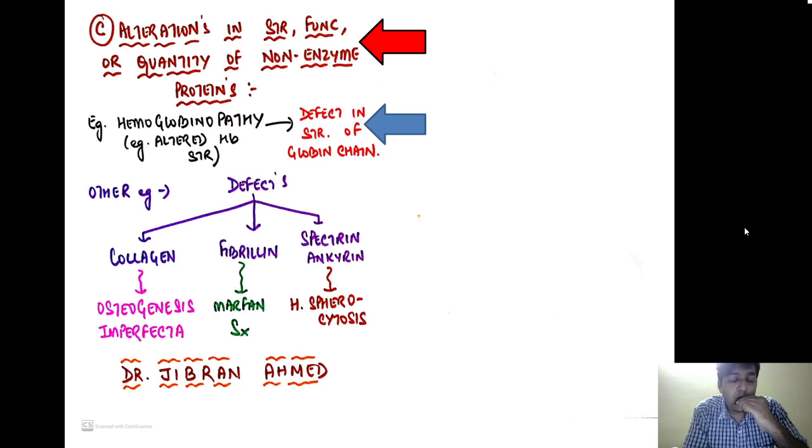Whenever there is an altered hemoglobin structure, for example a defect in the structure of the globin chain, this is one example. Another example of alteration is a defect in collagen, which is a non-enzyme protein, that can lead to osteogenesis imperfecta. A defect in the fibrillin protein can lead to Marfan syndrome. A defect in spectrin and ankyrin can lead to hereditary spherocytosis, and so on. There are many kinds of defects, so we have to keep one thing in mind: over here it is a non-enzyme protein.